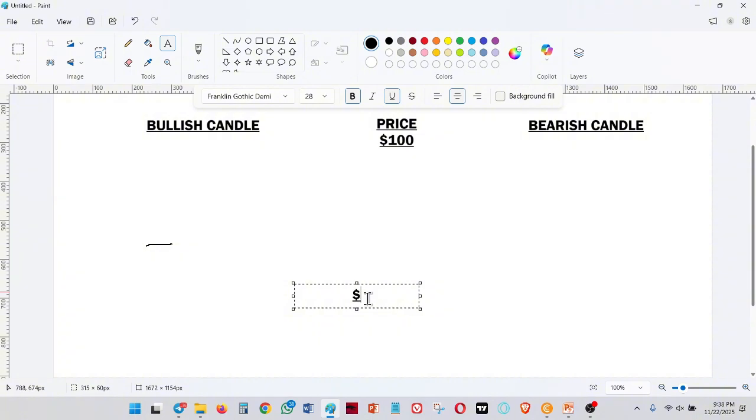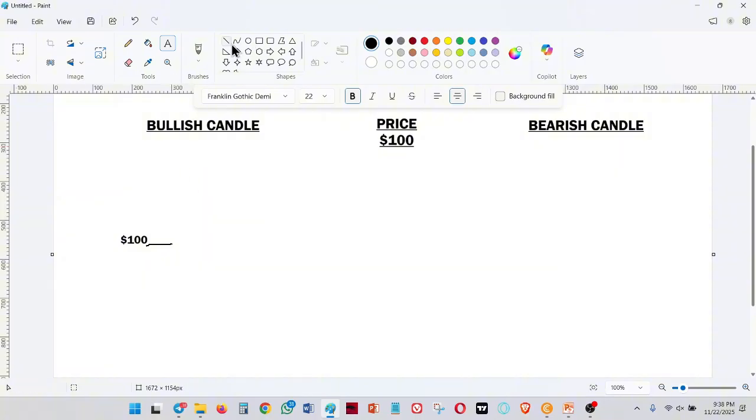It opened at $100. Remove this. I'm going to drop the size to 16. Okay, maybe 16 is too tiny. Let's make it 22. Okay, now the candle opened at $100 at this point in time. It opened at $100. This is the opening of the candle.